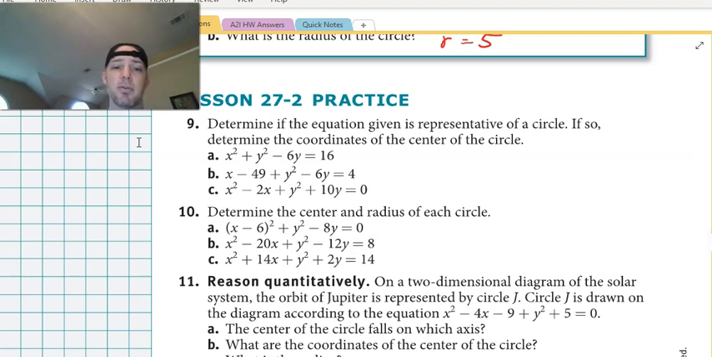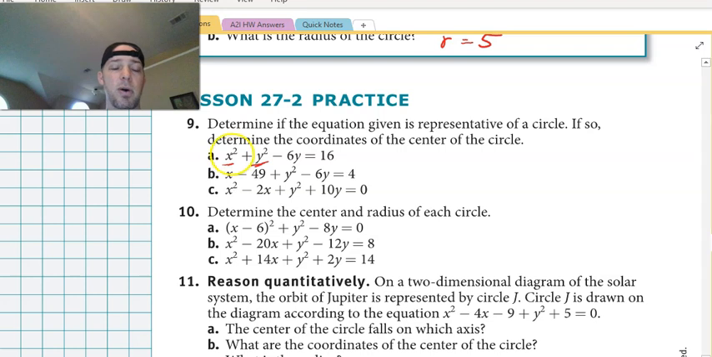If so, determine the coordinates for the center. So first one, I have an x squared and a y squared. No higher powers, and there is not an x to the first power only or something. So this is going to be the equation of a circle.